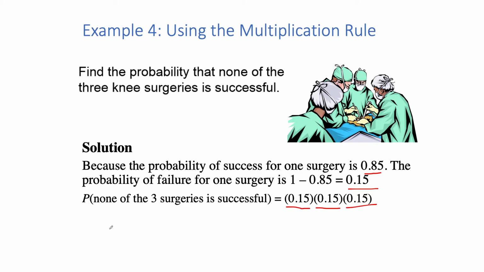The fact that the first one is a failure doesn't affect what happens on the next one and doesn't affect what happens on the third one. So these three events are independent, so you can just multiply them out this way, right? So there is about a 0.3% chance that all three surgeries in sequence are failures, right? None of the three surgeries is successful is a way of saying what is the probability that all three are failures. Okay.